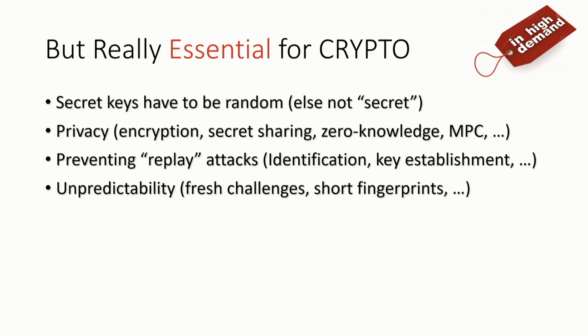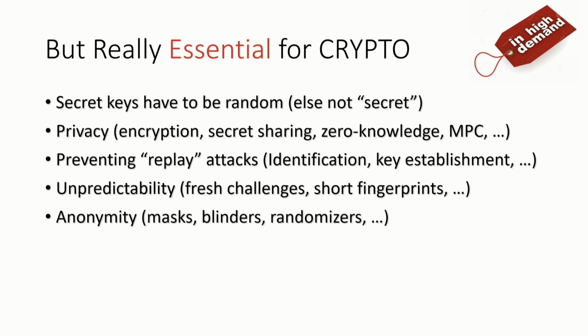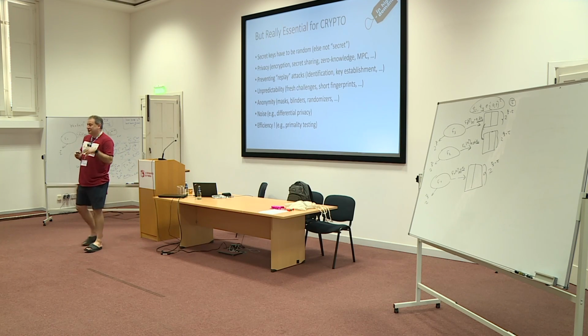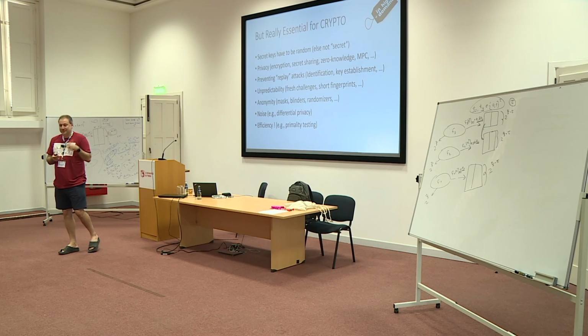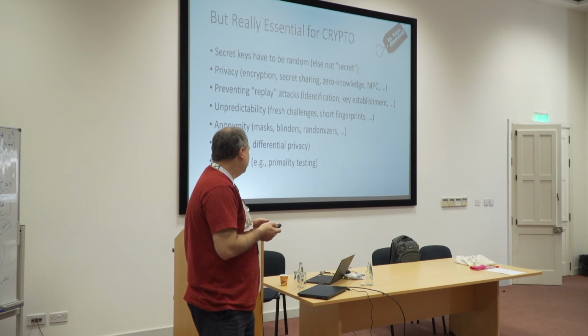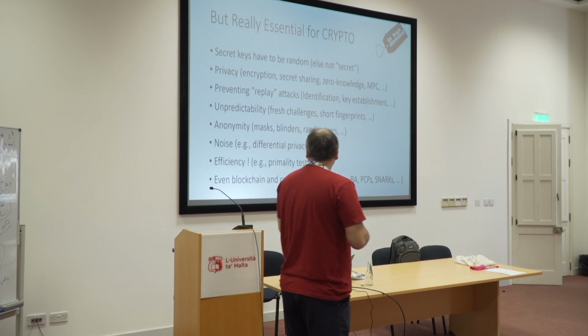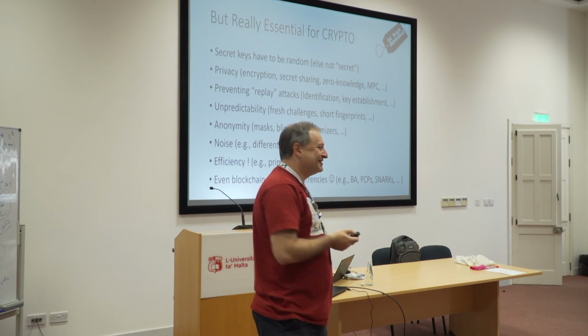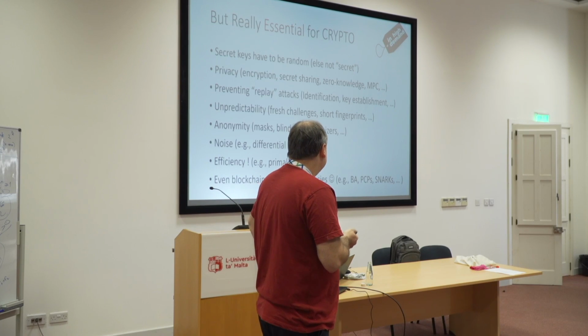Preventing replay attacks, various unpredictability, communication complexity applications to reduce communication using randomness, anonymity, differential privacy, noise, and so on. And also even just efficiency, like primality testing, for example. Even though there is a deterministic primality testing algorithm, the most efficient ones, the ones that are used, are randomized. So definitely we need randomness everywhere. And even, I don't know much about it, but I heard that in blockchain cryptocurrencies, they also use randomness in things like SNARKs and so on, Byzantine agreement.